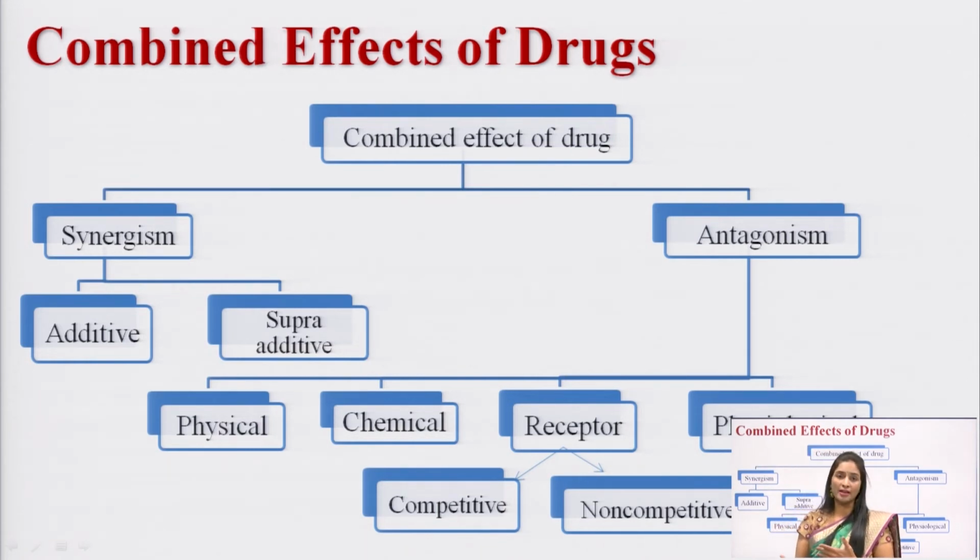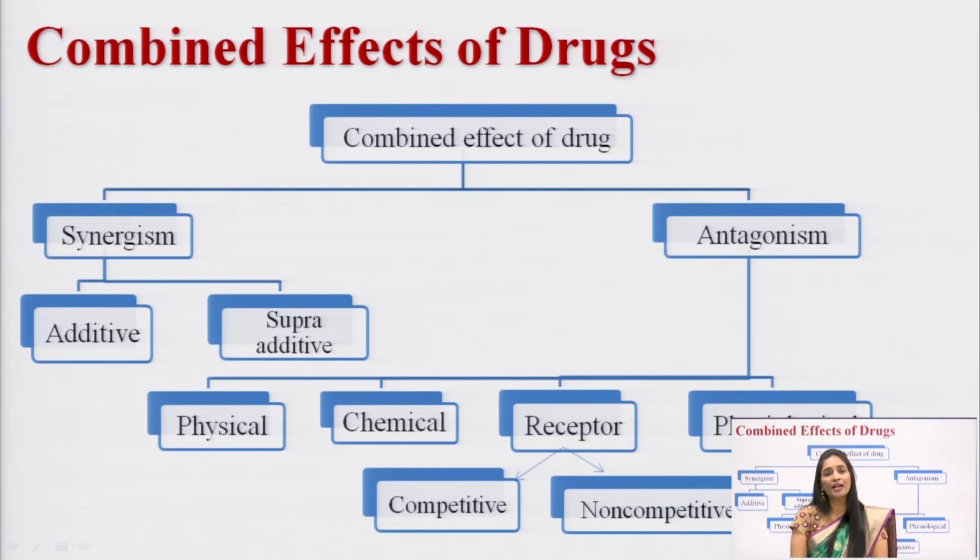You can call it synergism, and this synergism is divided into two types. One is additive and the second one is supraadditive. Additive means summation, supraadditive means potentiation. And what about antagonism? Antagonism is further divided into four types. What are the four types? Physical antagonism, chemical antagonism, receptor antagonism, and finally psychological antagonism.